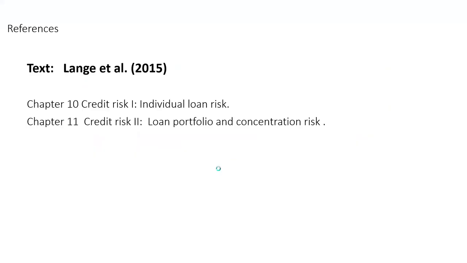Now, if you have the book of Long et al. 2015, you can look at chapter 10 and chapter 11. I already summarized them here. Hopefully, the PowerPoints, which are these slides, and the tutorial and the recording should be enough if we cover it and if you study it well.